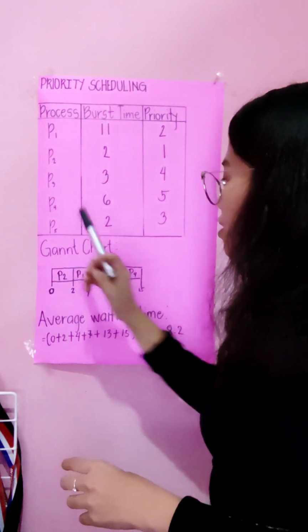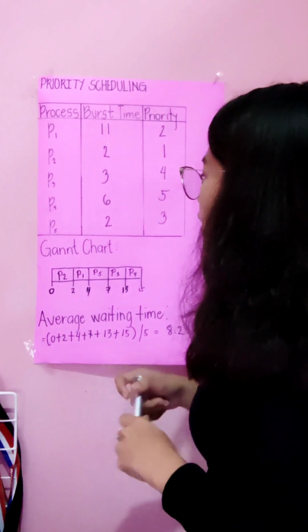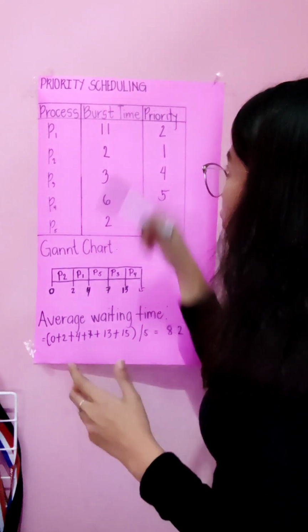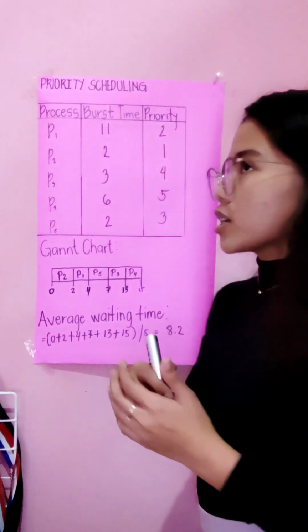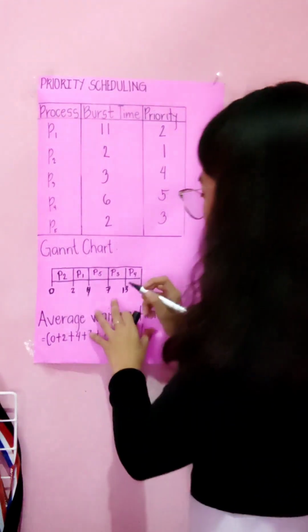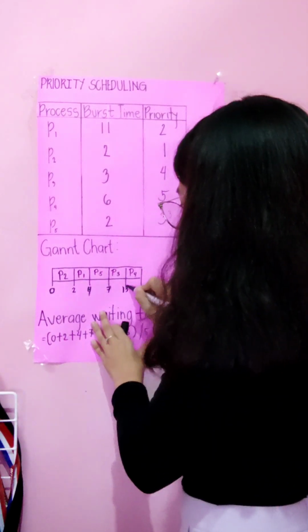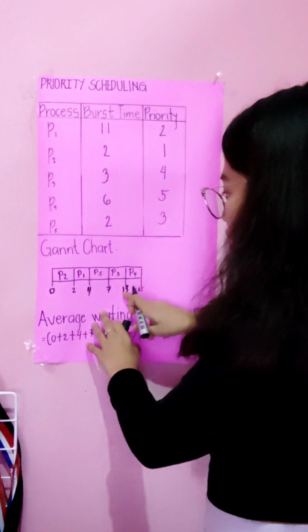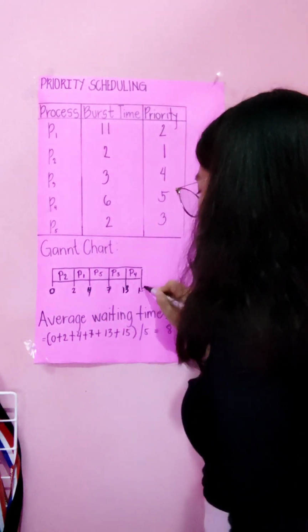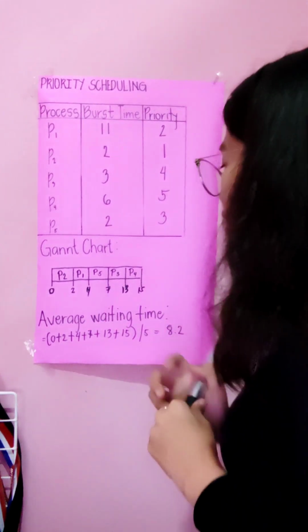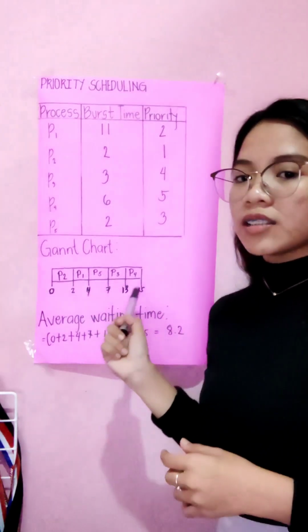Then for the process 5, it has a 2 burst time, which is the waiting time. I just add it here: 13 plus 2, then the answer is 15. Then this is the Gantt chart.